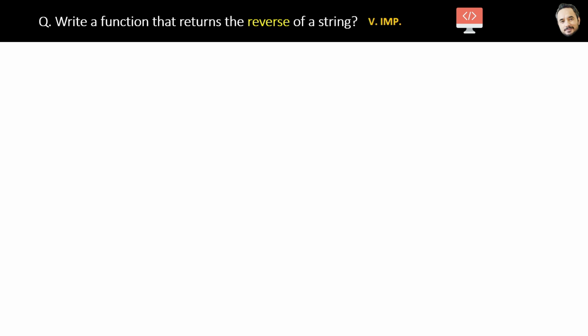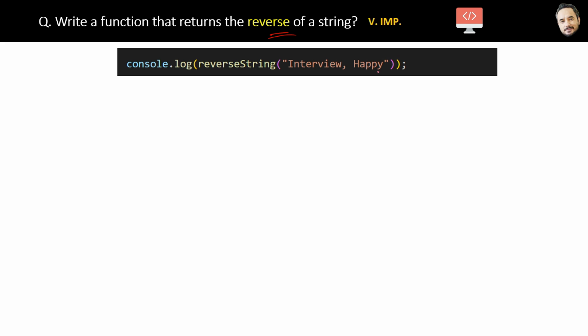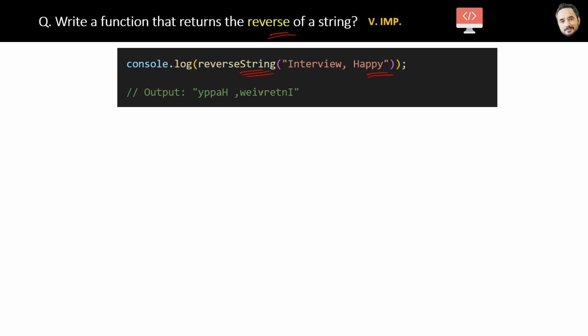Alright, now let's start with the first question. Write a function that returns the reverse of a string. Very important question. For example, you have this string, interview happy. Now you want to create the function reverseString, which will give output as the reverse of the string. Okay, like this. This is a very common question and every developer should know it.